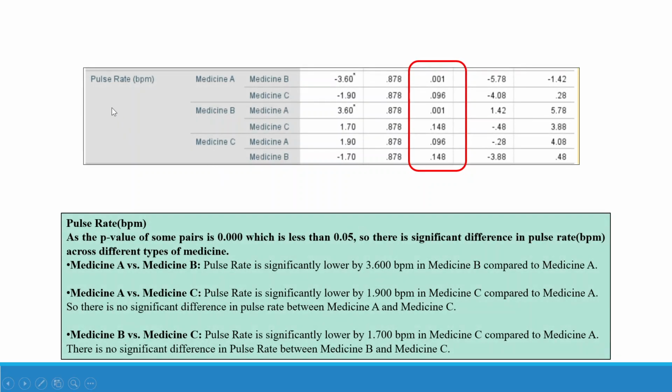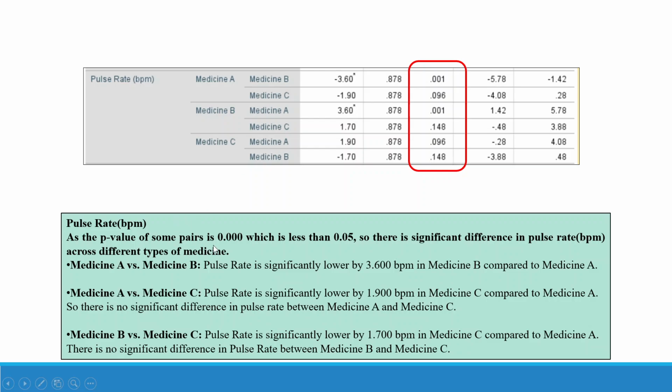Now we are comparing the pulse rates. The comparison between A and B, difference minus 3.6, significant. Medicine A and C, difference minus 1.9, non-significant. B and C, 0.148, non-significant. So only A and B are significant. So let's see the interpretation.